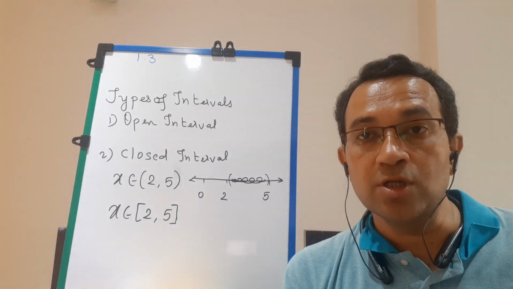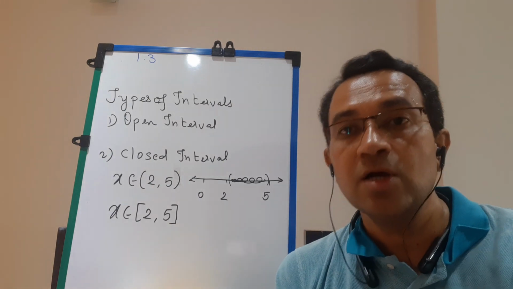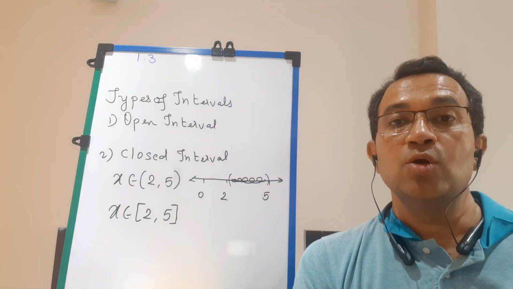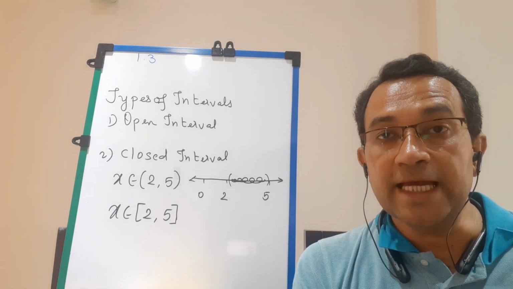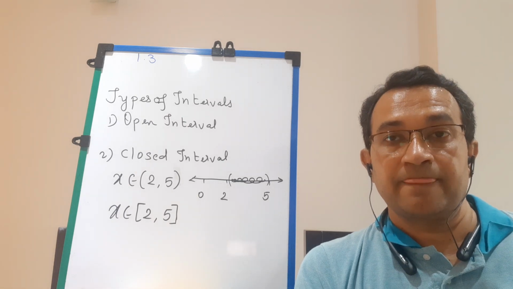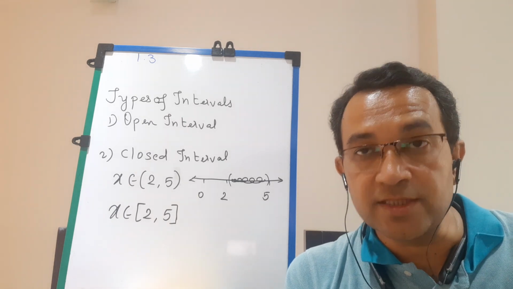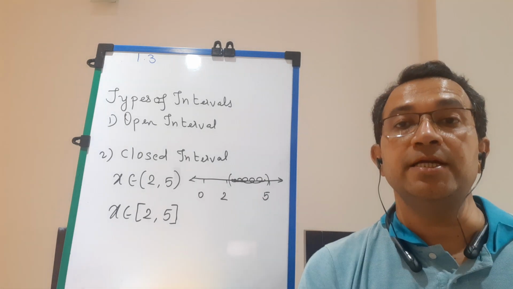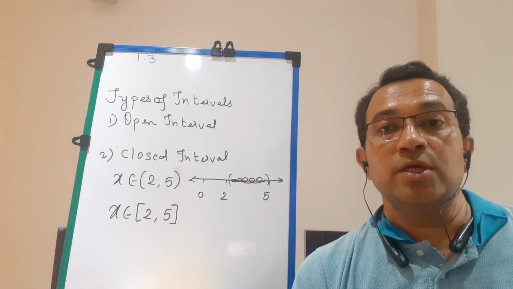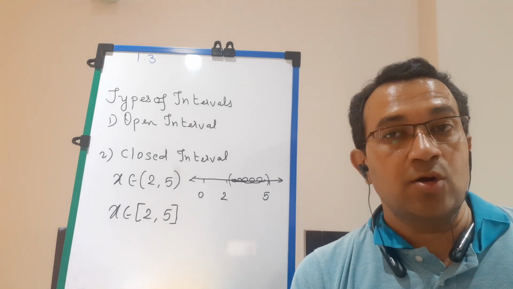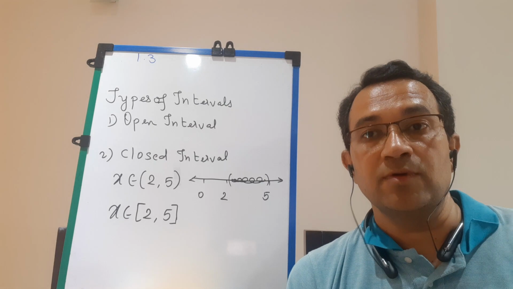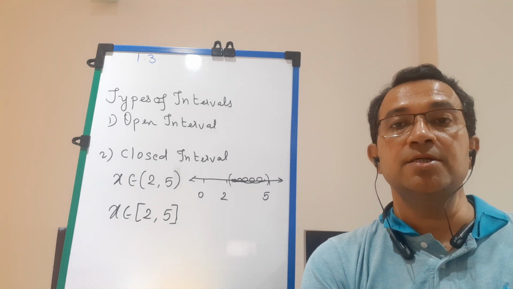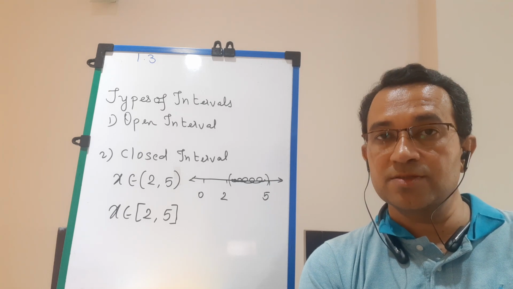So x can be 2 also, x can be 5 also, or else x can be any real number between 2 and 5. Don't make the mistake of saying x can be only an integer. 2.1 also is a value, 3.7 also is a value, 4.882 is also a value. Those are not integers. So in an open interval, endpoints are not included. In a closed interval, endpoints are included. This is the difference. Clear, students?